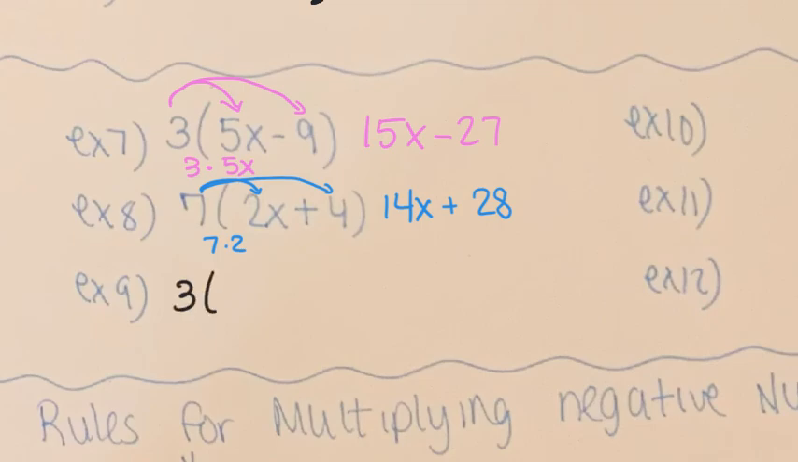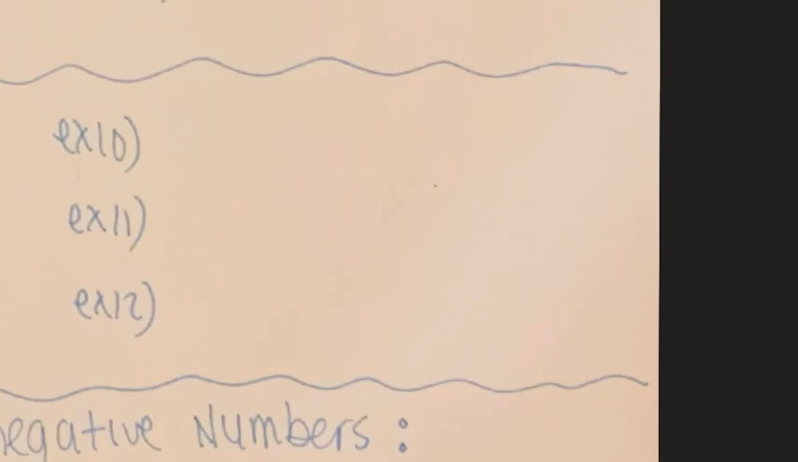3 times 4x minus 2. The video will stop and you type in your answer. The answer is 12x, 3 times 4 is 12 with an x after it, minus 6. 3 times 2 is 6. Example 10.